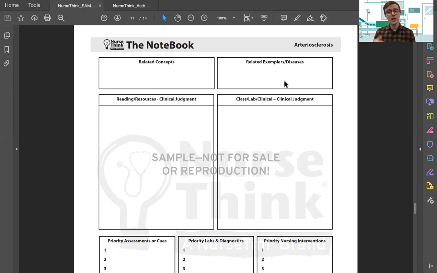Think about this. If you know everything about SIADH, syndrome of inappropriate antidiuretic hormone, if you know everything about that and how it retains fluid, it doesn't allow your kidneys to excrete the fluid properly, you basically know everything about diabetes insipidus, which is the complete opposite of SIADH, except everything is reversed. And that's a general statement. But that's why we want you to be putting those related concepts, those related exemplars up top.